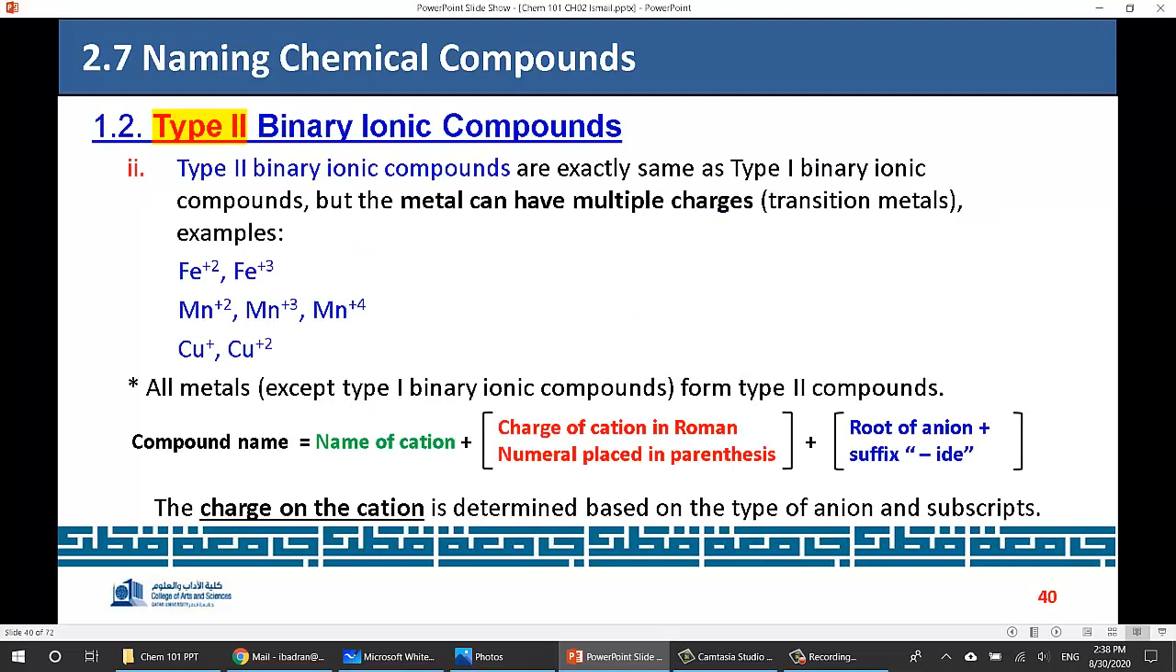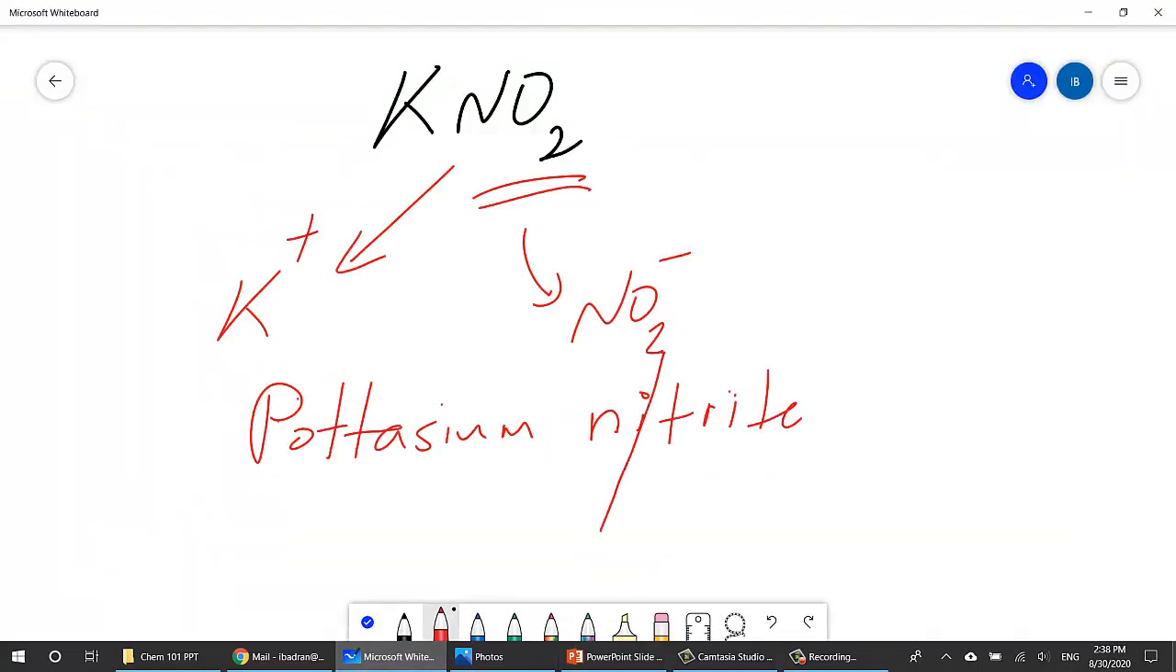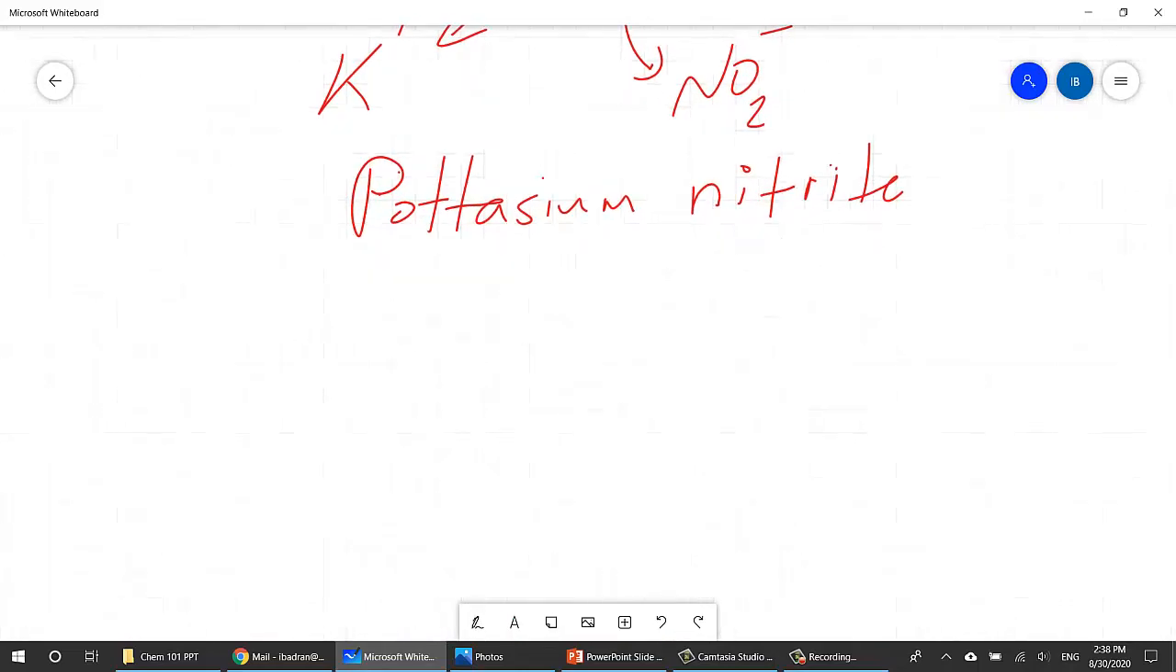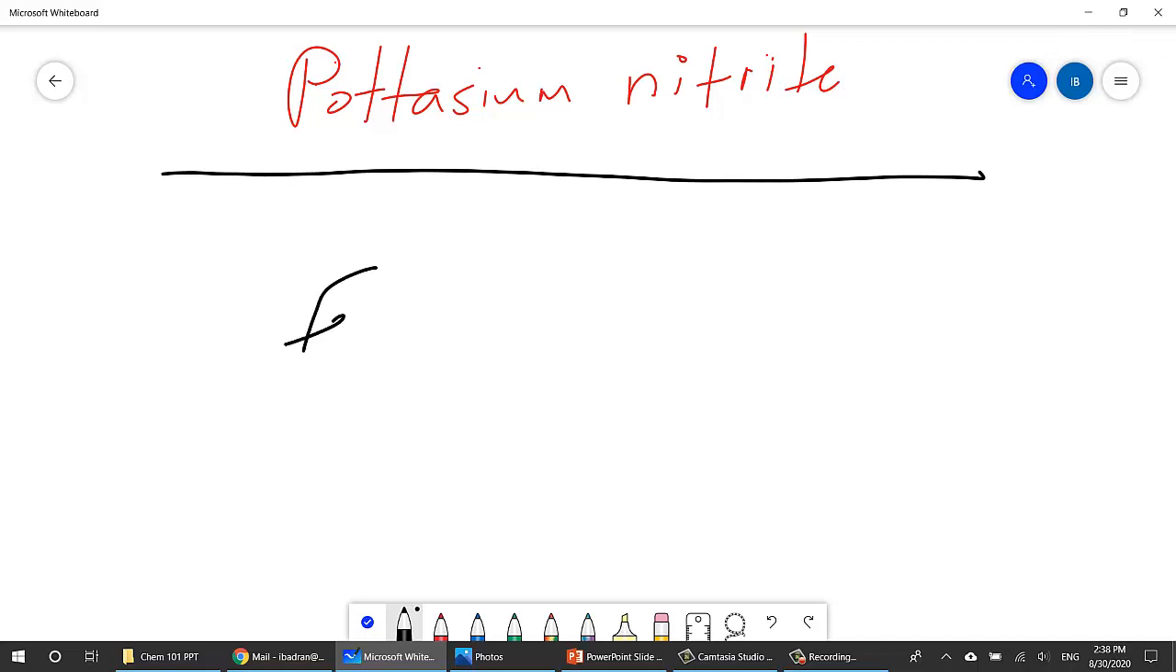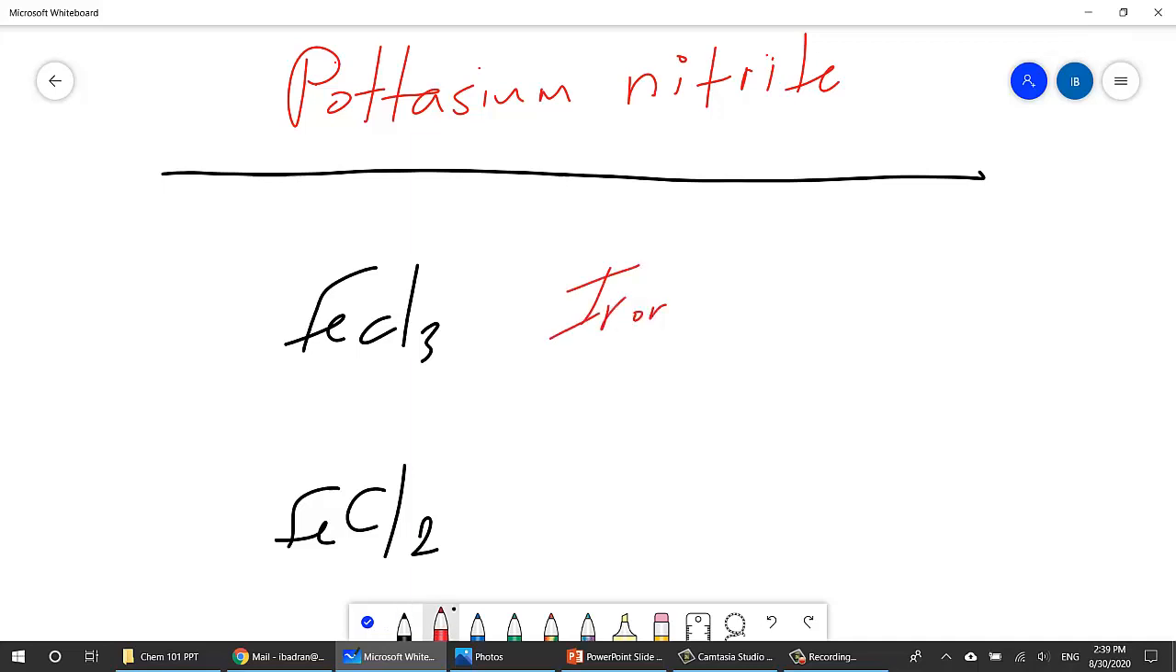Now, in type 2 ionic compounds, we deal with transition metals, and let me just explain this here on my whiteboard. Let's take FeCl3 and FeCl2. Well, FeCl3 is an ionic compound because it's made of a metal, iron, and a non-metal, which is chlorine. So I can name this iron chloride. But FeCl2 would be the same thing, iron chloride.